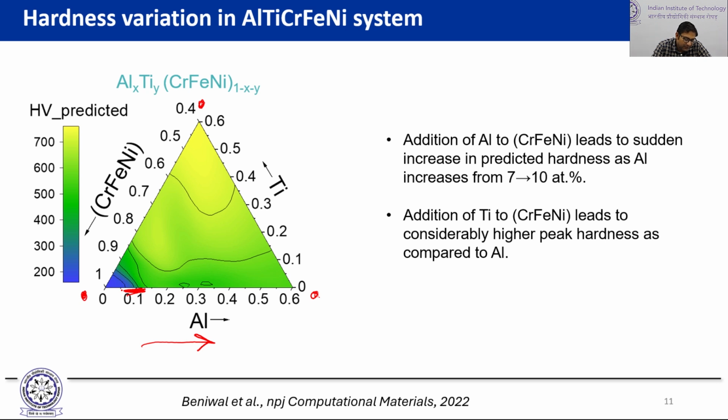Now, you don't have such a huge jump at any one composition step, but overall you can see that you are going from about 400 levels of Vickers hardness to well in excess of 700 level Vickers hardness. So both aluminum and titanium seem to increase the hardness in this particular alloy. Aluminum seems to do that at a certain composition range between 7 and 10%, and then after that the increase is not quite as marked, whereas in case of titanium the increase is quite gradual, even though it is leading to higher values of hardness.